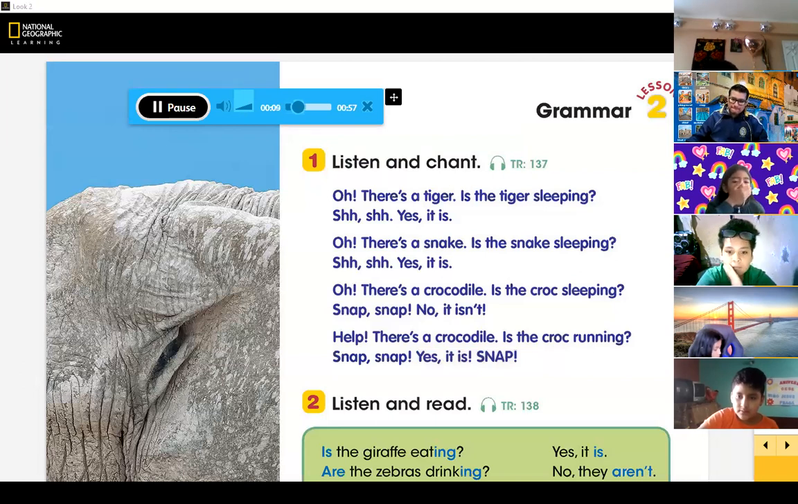Oh, there's a tiger. Is the tiger sleeping? Shh, shh. Yes, it is. Oh, there's a snake. Is the snake sleeping? Shh, shh. Yes, it is.